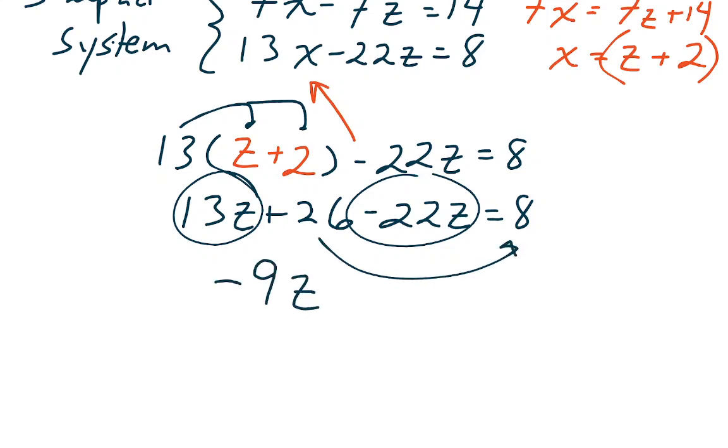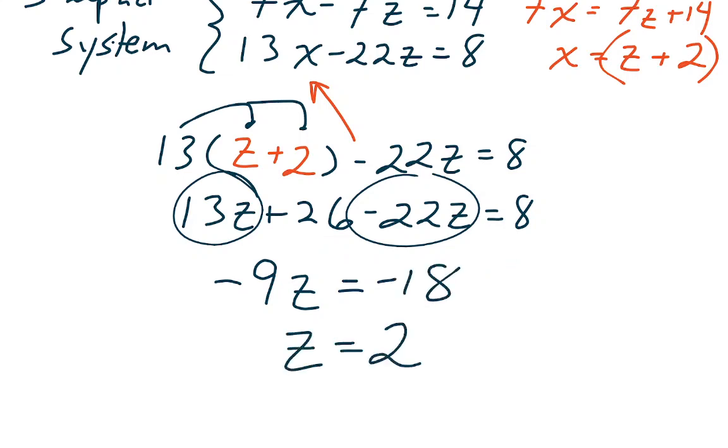Make sure you subtract 26. I believe that that is negative 18. Sorry about that, I got a little confused for a second. So we subtract 26 from both sides, we get negative 18. And shoo, z equals 2.